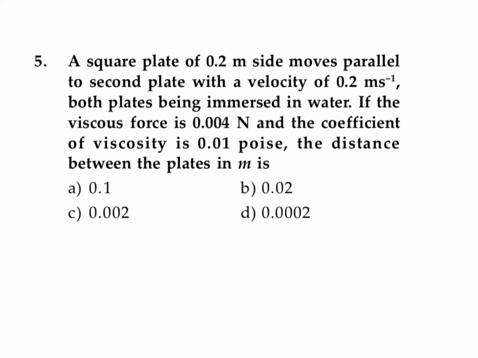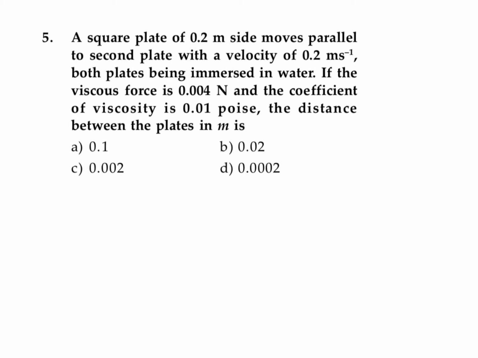A square plate of 0.2 meter side moves parallel to a second plate with a velocity of 0.2 meter per second, both plates being immersed in water. The viscous force is 0.04 Newton and the coefficient of viscosity is 0.01 poise. The distance between the two plates in meters is?